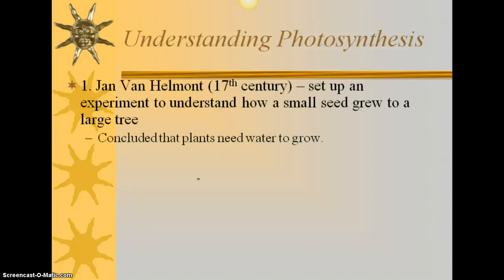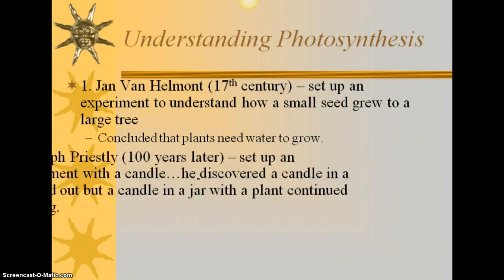The first is John van Helmont in the 17th century, and basically he wanted to know why a seed was able to grow to a large tree, such a tiny little seed, and then become a large tree. And so in his experiment, he concluded that plants need water to grow. And so that would be your discovery. He just found out water's necessary. Seems simple now, but this was a big step at that point.